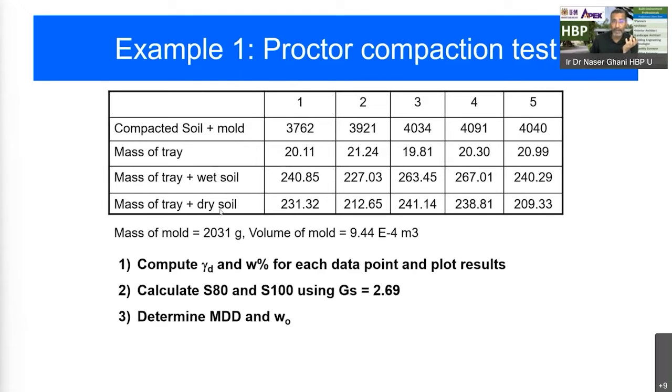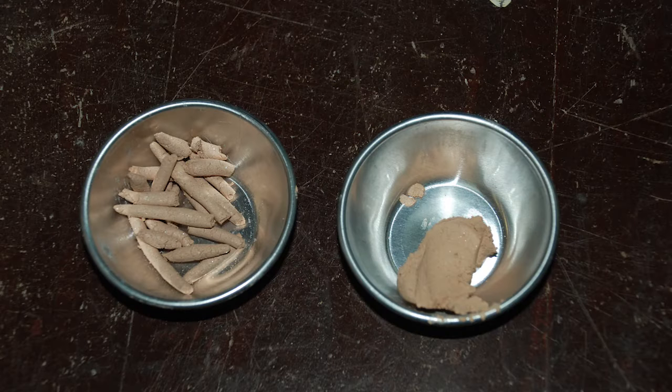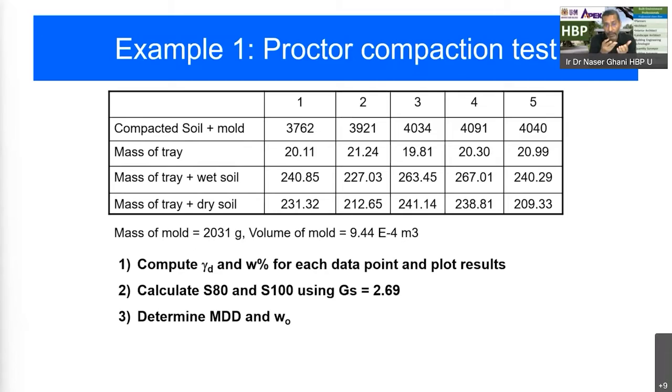Remember, after we compacted the soil in a mold in the lab, we will weigh it to get the density. At the same time, we take a sample, put it in a small tray, and weigh it again to get the weight before it is dried in the oven. And then after we put it in the oven, we weigh again to get the dry sample. From there, we can establish the water content. It is W here, right?